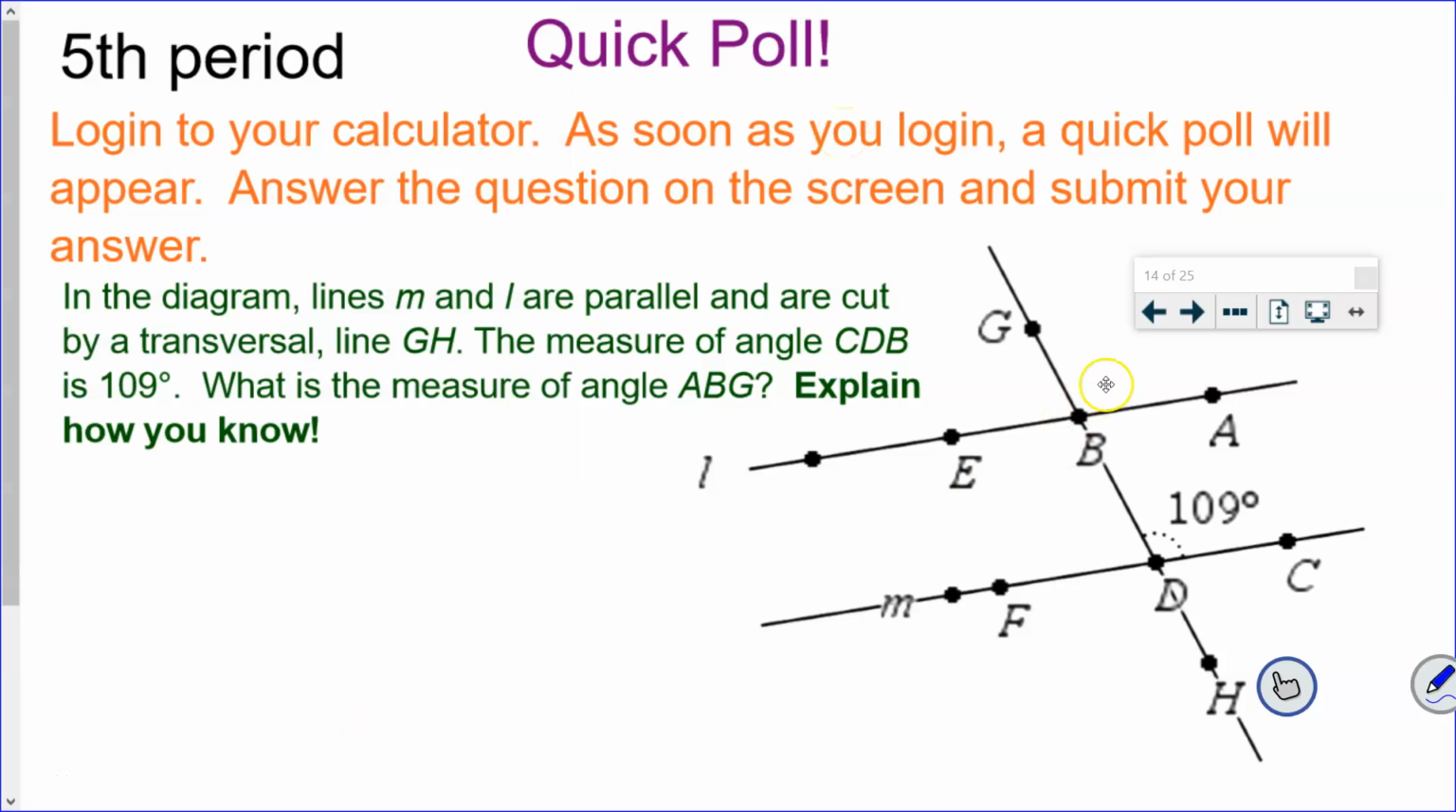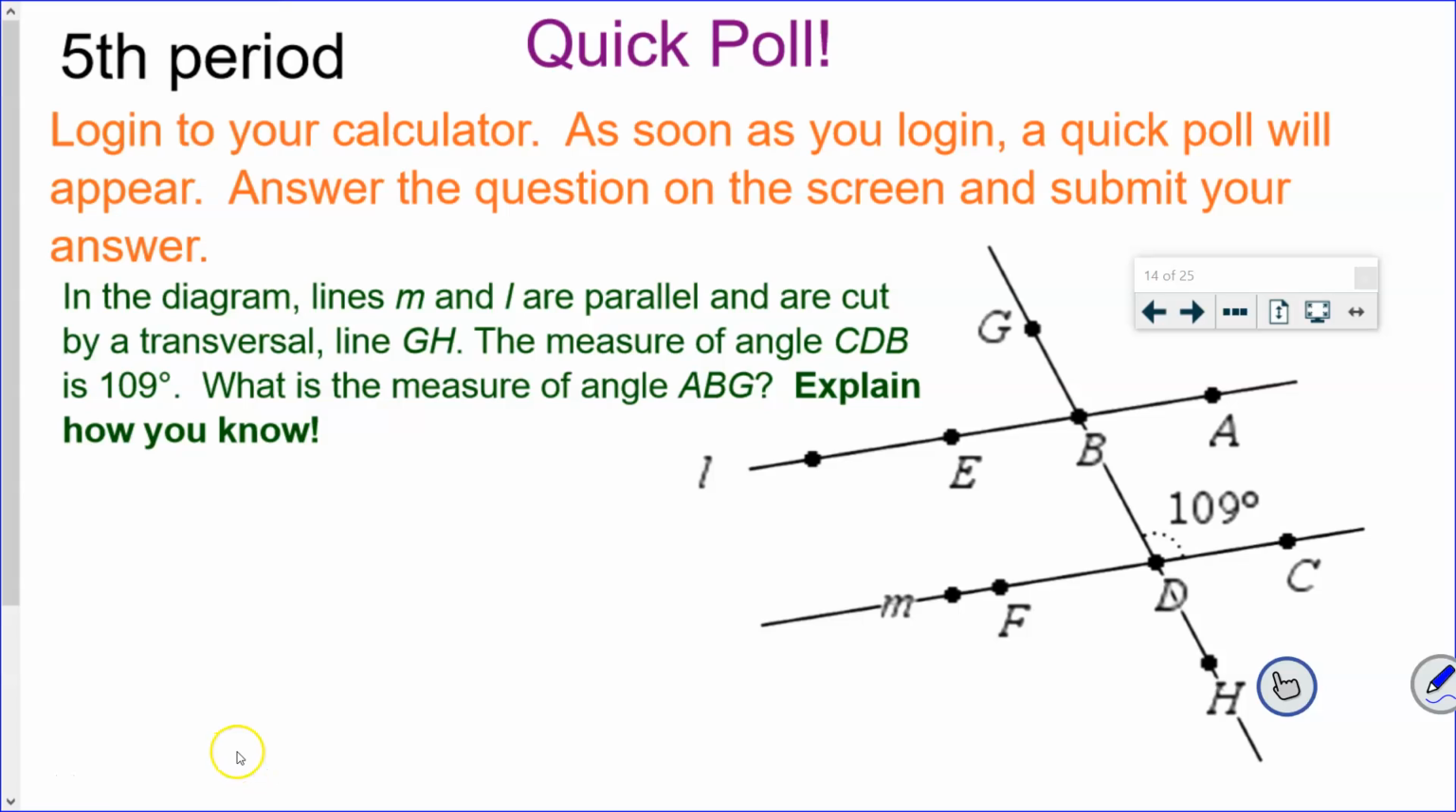Hello, Math 8 students. This is our final video on Open Up Resources Unit 1, Lesson 14, which is called Alternate Interior Angles, but I'm focusing on parallel lines cut by a transversal. We are going to get started today with a quick poll that reviews everything that we did yesterday.